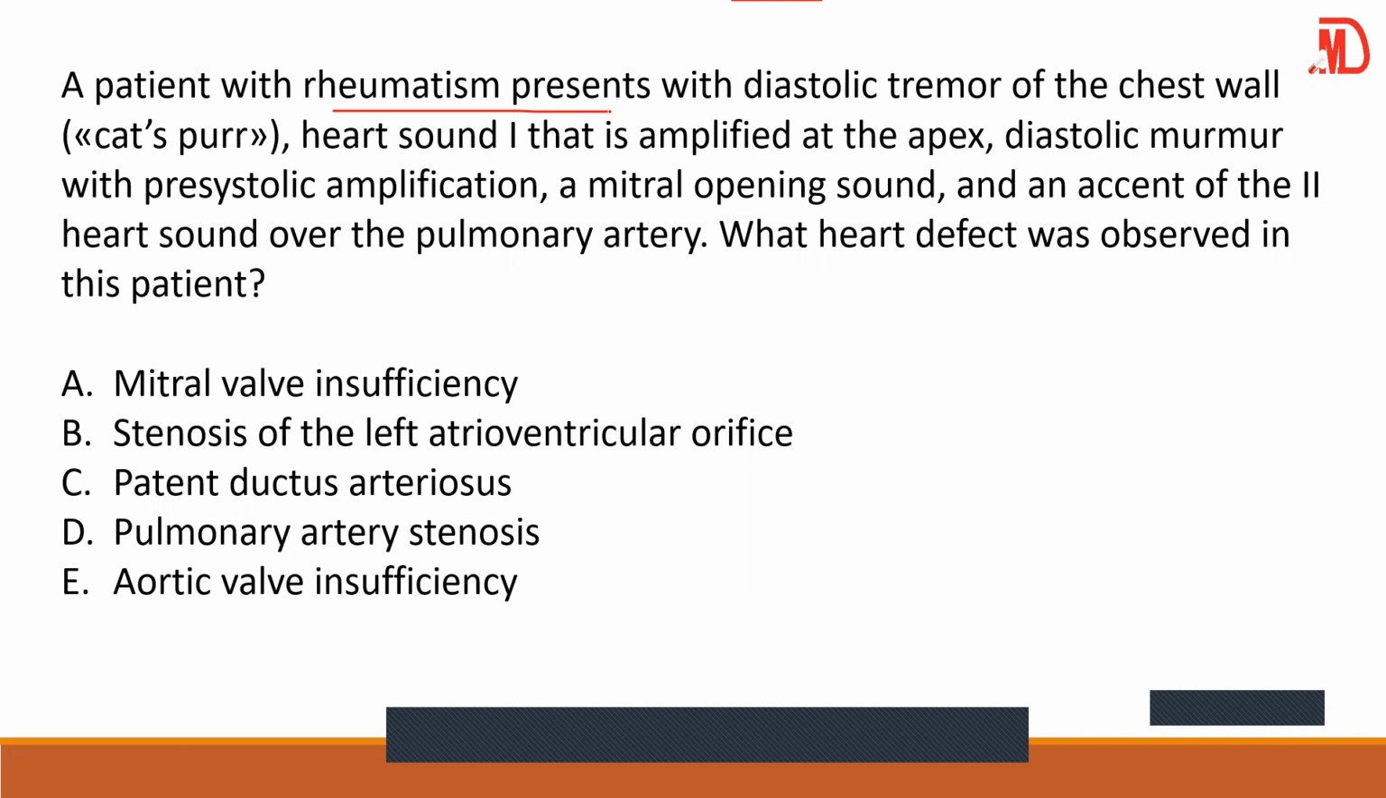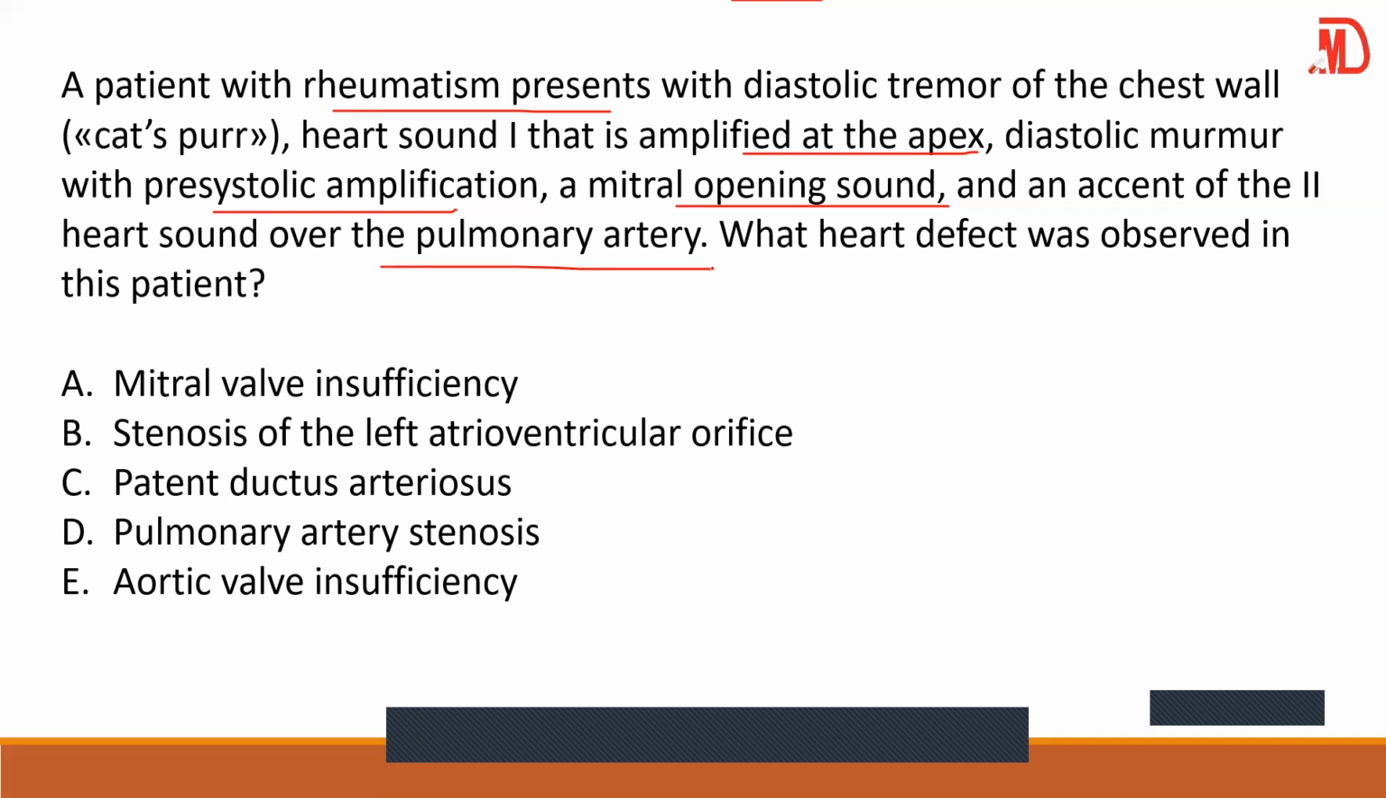So let's continue. A patient with rheumatism presents with a diastolic tremor of the chest wall, heart sound 1 that is amplified at the apex, diastolic murmur with a presystolic amplification, a mitral opening sound, and an accent of the second heart sound over the pulmonary artery. What heart defect was observed in this patient?